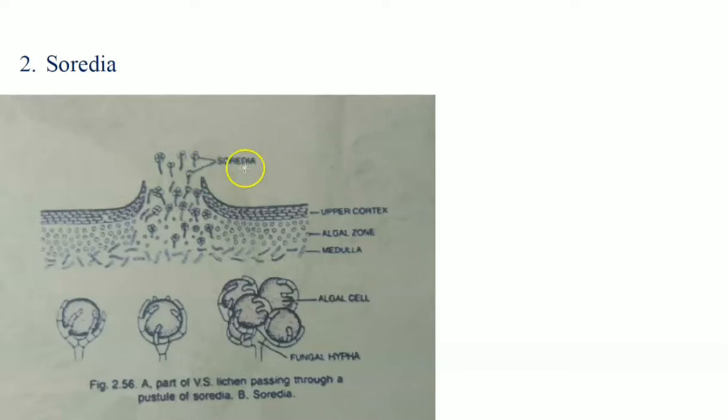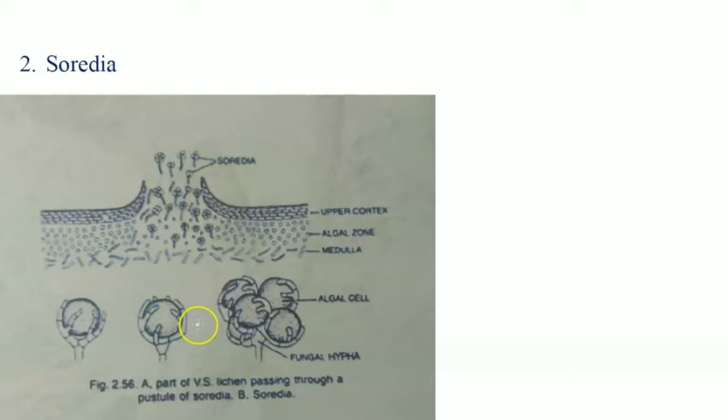So soredia formation takes place on the thallus. We can observe on the thallus there are powdery substances formed, because soredia are very small powder-like structures which are found on the upper surface of the thallus. This is called soredia formation, and these are the algal cells.